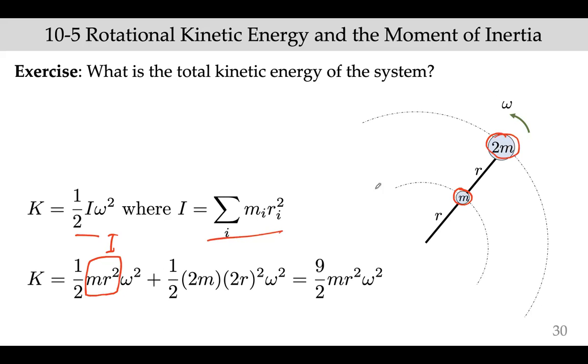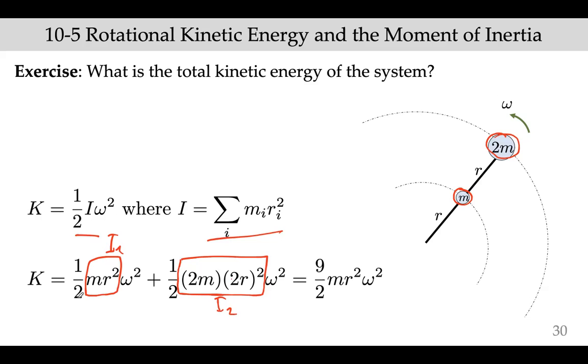And for the second one, we will write 1/2, 2m is the mass, and 2r squared is the distance. So this whole thing is now I2, and the first is I1. This term brings 1 m r squared. This term brings 2 squared, 4, times 2, 8. So 1 plus 8 is 9, and there is the 1/2. So 9/2 m r squared omega squared.